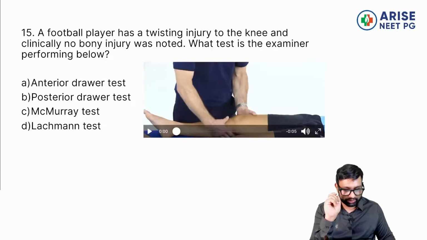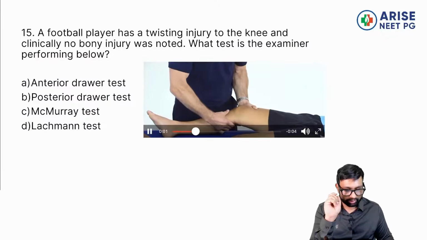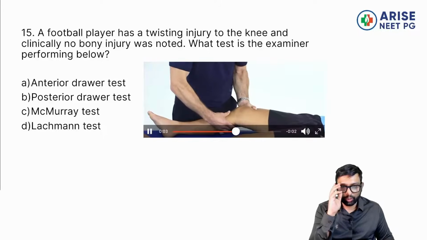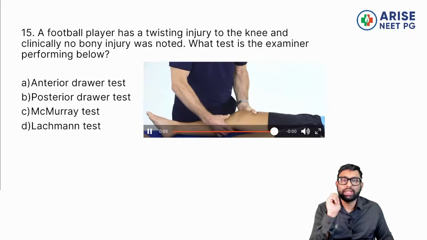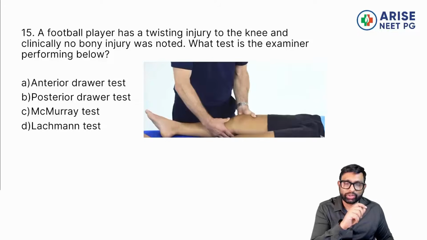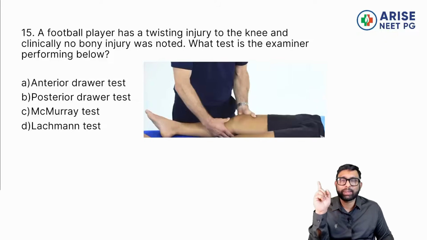Okay, now question number 15. This is a video question. Look at the video here. A football player has a twisting injury to the knee and clinically no bony injury is noted. What test is the examiner performing below? Is it an anterior draw test, a posterior draw test, a McMurray's test or a Lachman's test? Tell me this. 4 options.